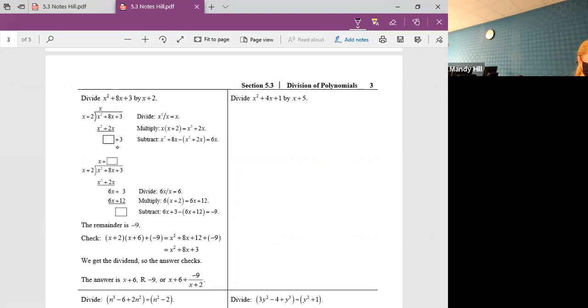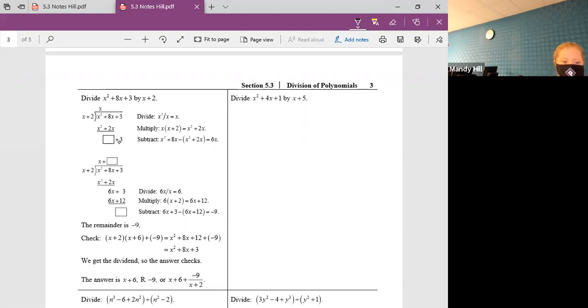So I'm going to try to go slow on this part. They're saying they want us to divide x squared plus 8x plus 3 by x plus 2. There is an easier way to do this, and it's called synthetic division, which we're going to talk about in just a minute. I'm going to show you how to do that today.